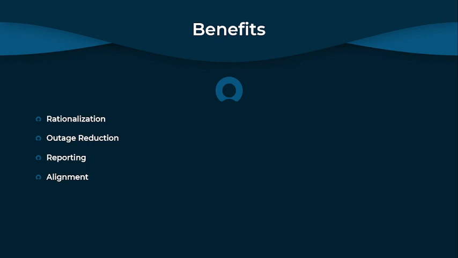Then outage reduction. CSDM facilitates proactive incident management and problem resolution by establishing clear relationships between IT services, configuration items, and business processes. By accurately mapping IT components to business services and processes, organizations can quickly identify the root cause of incidents and outages, leading to faster resolution times.